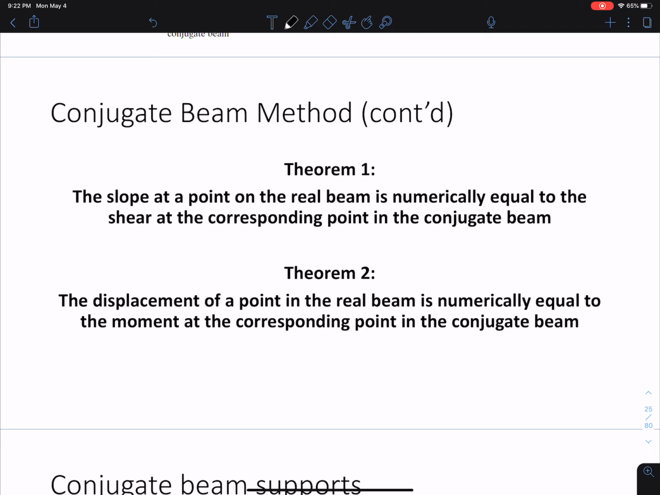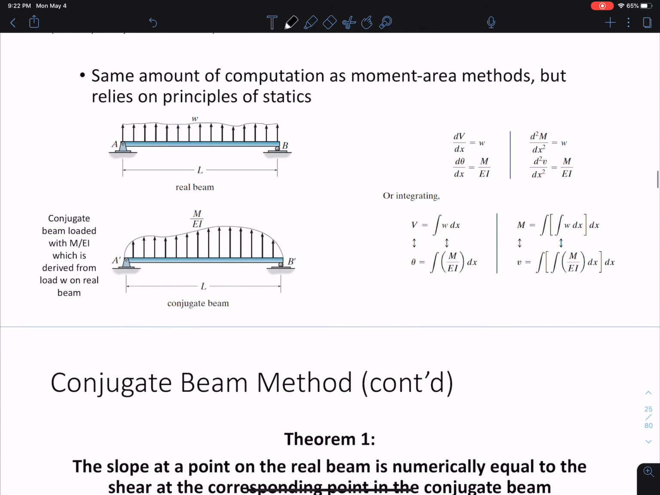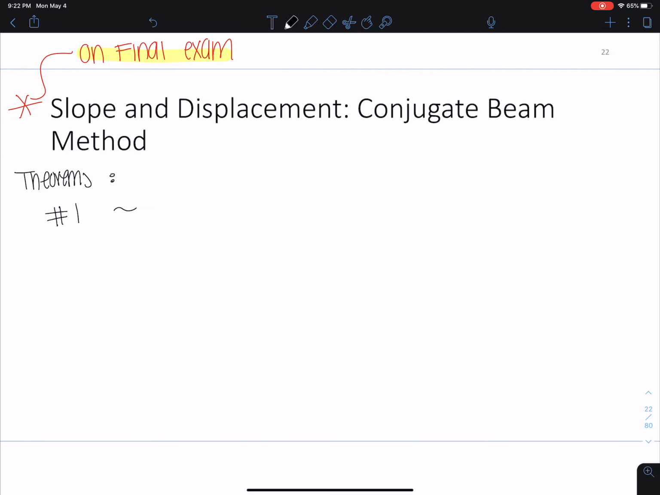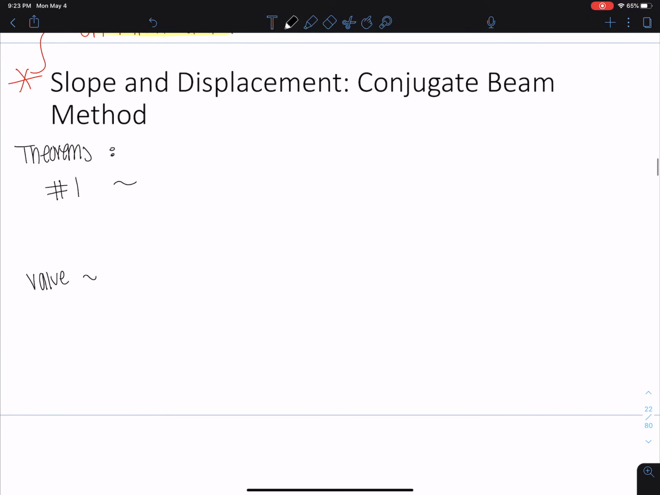And I can see how these don't quite make sense yet, but they will make a lot more sense once we go through an example using the conjugate beam method, okay? And the reason I'm going to talk here about the value of this method is because when you get to structural analysis, you can see we have a lot of different methods that we can use to solve for displacement.